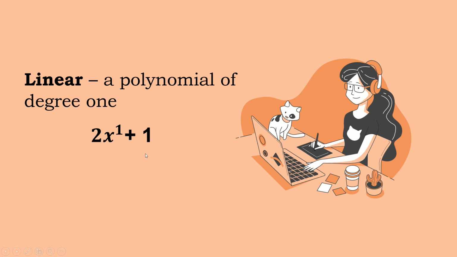As I said in our previous lesson, when the degree or exponent is 1, we don't write the 1. So you can write it like this: 2x plus 1. We don't write the 1 when the exponent is 1. So instead of writing this expression, you can write it like this, 2x plus 1. Meaning x has an exponent of 1. That is what linear means, a polynomial of degree 1.